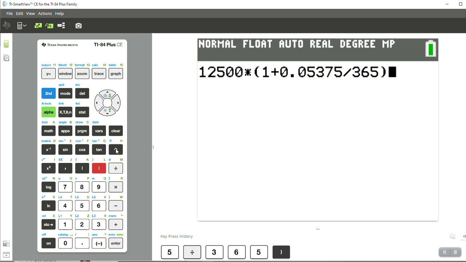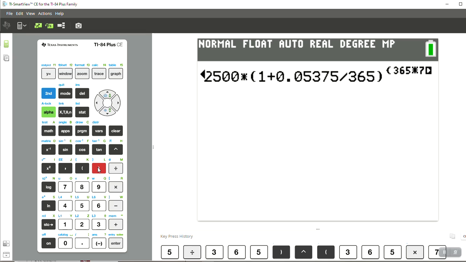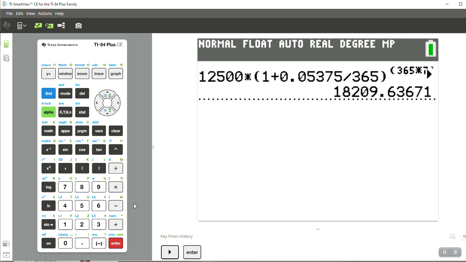In my calculator, to do exponents I'm going to use this caret key, and it looks similar when I show you later in a different video how to do it in the Google search engine. I'm opening a parenthesis for the exponent, and that's the n value of 365 times 7, because the request was how much money will be in the account after 7 years. That value to the closest penny should be $18,209.64.